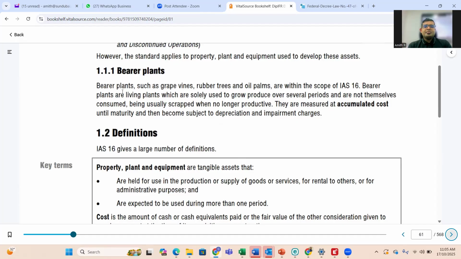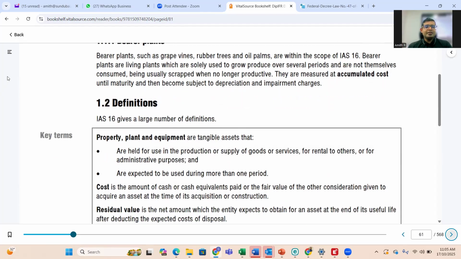Now let's see the definitions. Now we will come to understand what a PPE is. PPE are tangible assets. Never an intangible asset. PPE is tangible assets that are held for use in production or supply of goods or services, for rental to others, or for administrative purposes, and are expected to be used during more than one period.